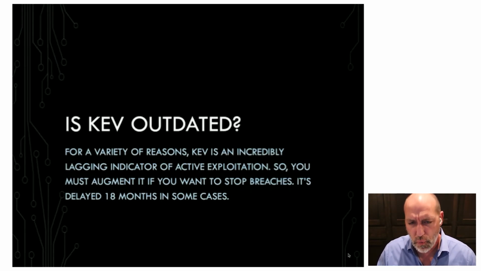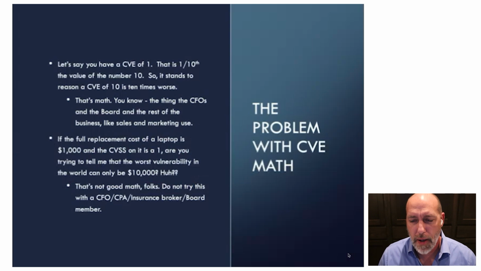So CVE also seems to be quite out of date for a variety of reasons. It seems like it's a lagging indicator. It seems like they've got to get some consensus before they move on to say, yeah, this thing probably should be in CVE. So you probably need to augment that. And from what I've been told from people who are kind of insiders, in many cases, it's delayed 18 months or so. So I wouldn't use CVE as the only barometer, although it's a good one. I just wouldn't use it as the only thing I use to decide whether I'm going to get compromised or not.